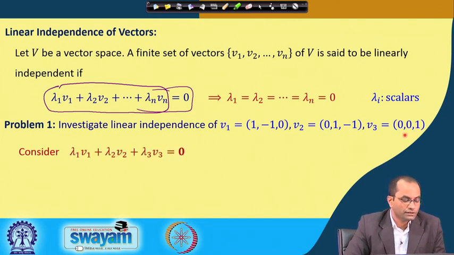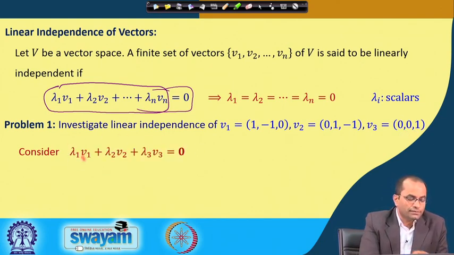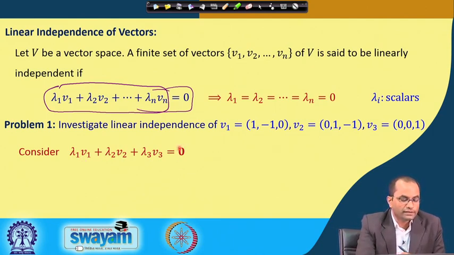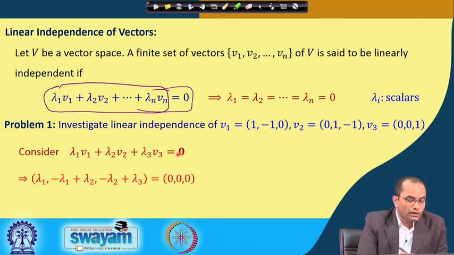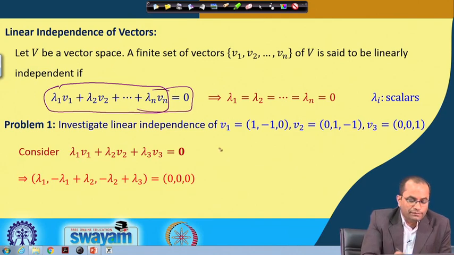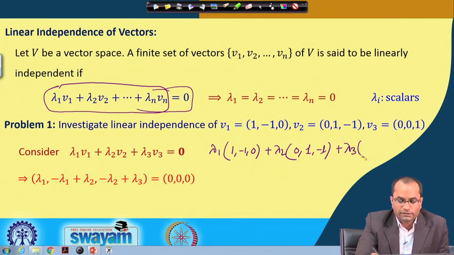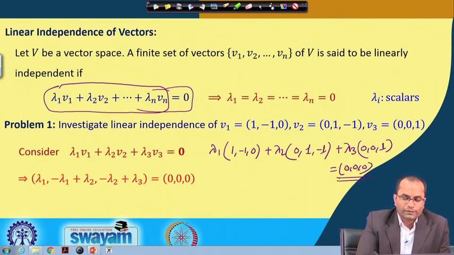So we will consider now this expression: lambda 1 v 1 plus lambda 2 v 2 plus lambda 3 v 3 is equal to the 0 vector. And now from here we will get the equations, because we have lambda 1 times v 1, which is (1, -1, 0), here we have lambda 2 times v 2, (0, 1, -1), and then we also have lambda 3 times (0, 0, 1), and the right-hand side is the 0 vector. So now we compare each component.